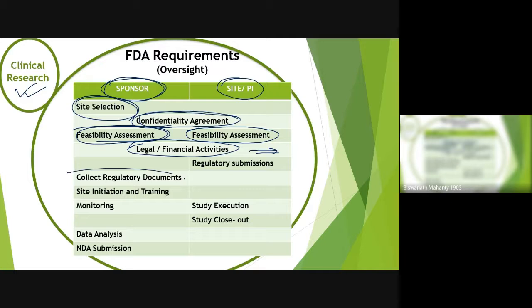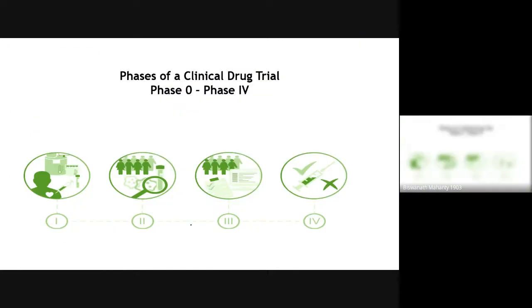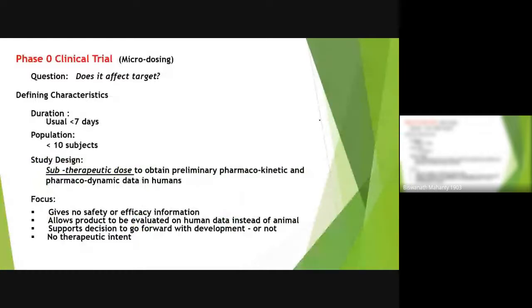We need to collect the regulatory documents, who is going to look for site and training, monitoring and study execution, study closeout. These reports are primarily for the researcher who is going to conduct this research, data analysis, and finally submit it for the approval process. So when you have these different phases, phase 0, phase 1 to phase 4, primarily 1, 2, 3, 4 have more involvement here, and we will go through what we are going to see in this study. When I say phase 0, we are going for microdosing.